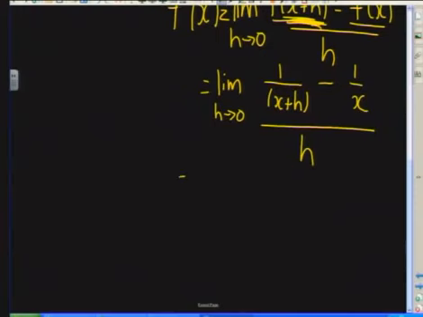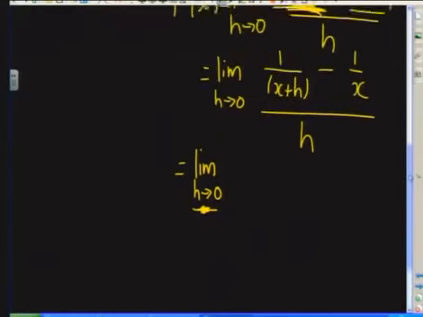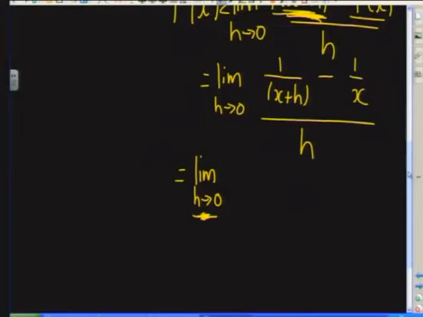Okay, then that's equal to, once again, we bring down the limit as h tends to 0. Instead of saying approaches all the time, we can also say tends to. So you'll often hear us interchangeably saying either approaches or tends to 0. It's the same thing. So I've got 1 over x plus h minus 1 over x all over h. It's a fraction. In the numerator, I need to find an LCD. And my LCD is going to be x times x plus h. So I'm going to multiply this fraction by x over x, and then this one by x plus h over x plus h. So my LCD is x times x plus h.